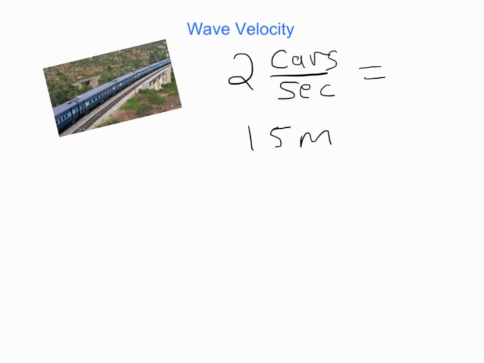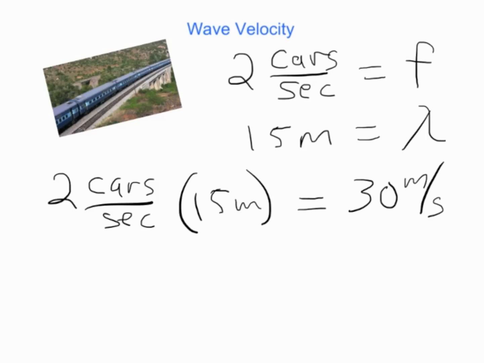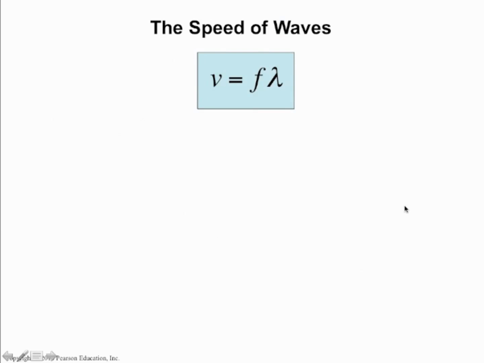Simple enough, right? Well, let's analyze it. 2 cars per second would be like a frequency if the train were a wave, and 15 meters would be a wavelength if the train were a wave. And so we've already kind of derived this formula for wave velocity, which is that wave velocity v equals f lambda. And it stands to reason with the train example, it's also true of any wave. All right, so frequency times lambda equals velocity. And this is called the wave speed equation. v equals f lambda.